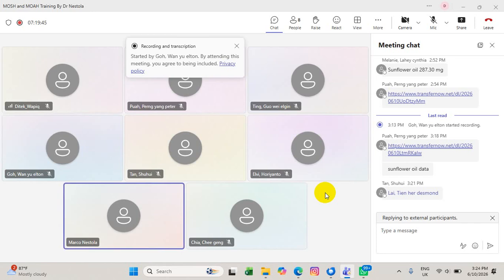But usually SN500, what is the percentage? It depends. SN500 has 32%, but we can look into the certificate if you want. It's sold by the company also providing ring trial materials. It's called Proof minus ACS. It's a very well-known company selling worldwide when it comes to ring trials for MOSH MOAH.